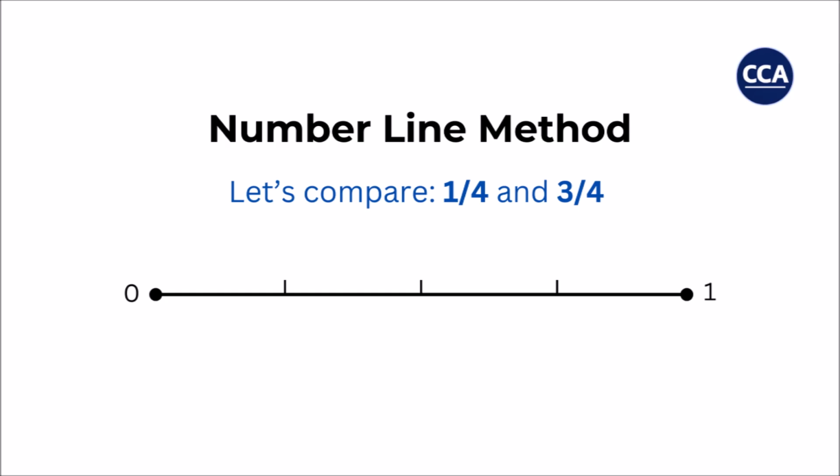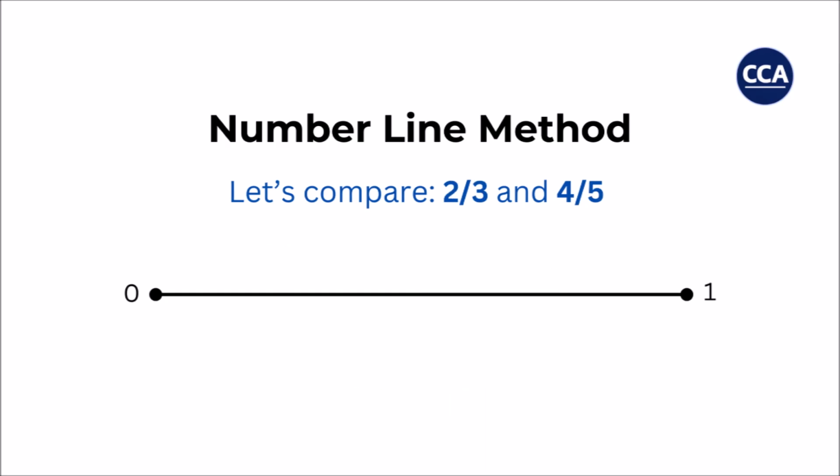the line will be divided into 4 equal segments. Then mark the given fractions on it. So, here is 1/4. And here is 3/4. This method says that the fraction that lies on the right is always greater. Since 3/4 is to the right of 1/4, 3/4 is greater than 1/4.